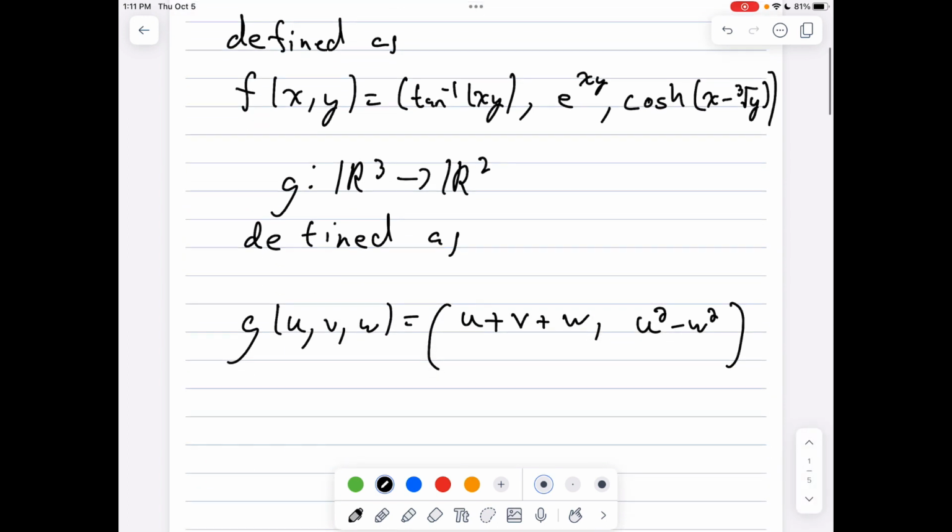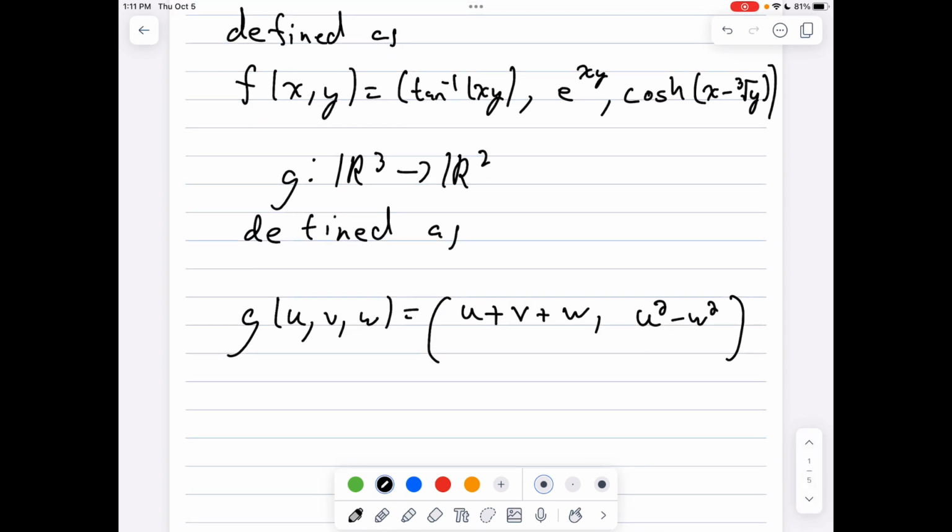All right, and then we have g, which is defined from R3 to R2, and it's g of u, v, w. The first function is u plus v plus w, comma u squared minus w squared for the, for lack of a better word, second function component, put it that way.